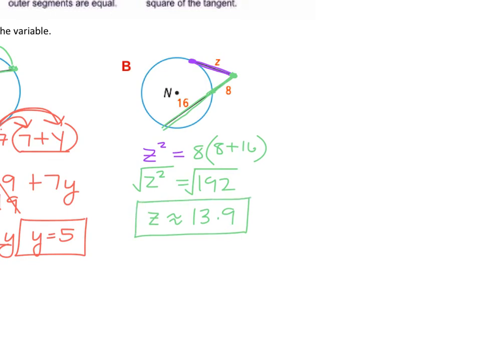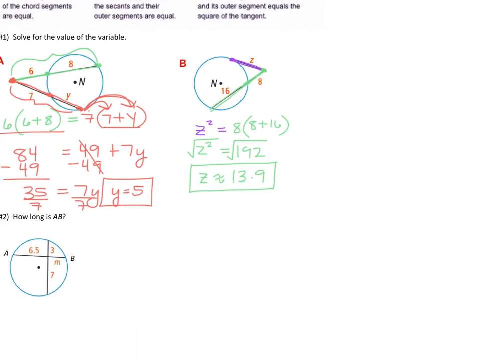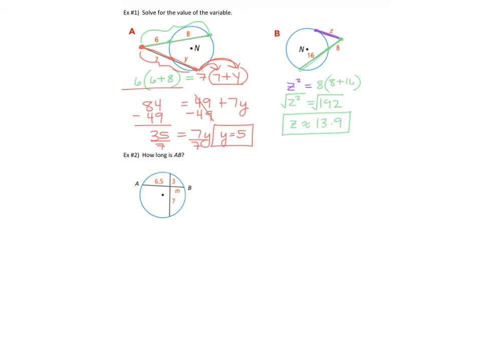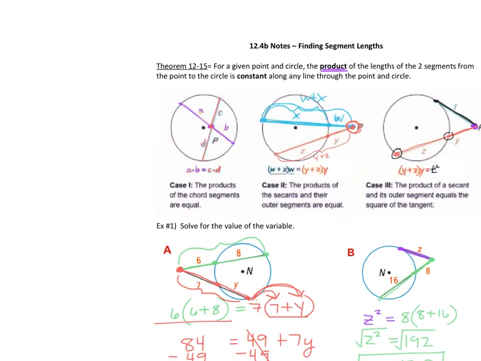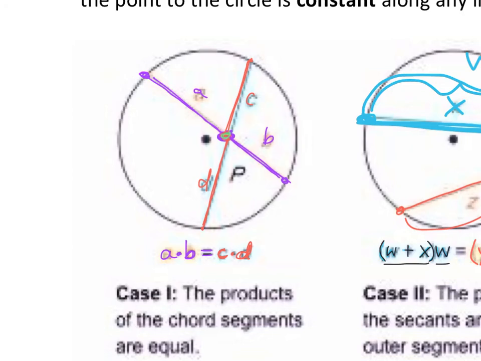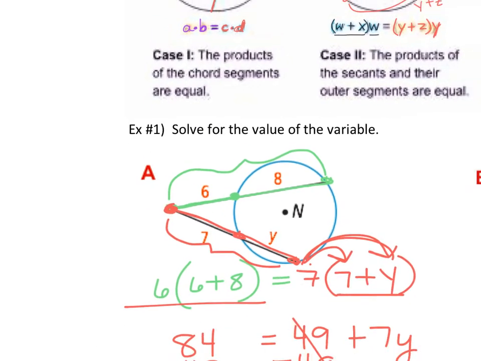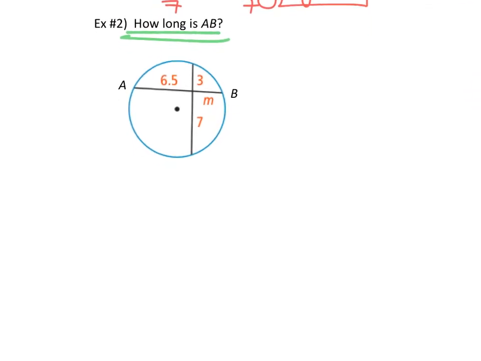Okay, so that's that third version, case number 3. And then this last problem, this one's a little bit different because we're not just solving for m, it's asking us how long is AB. Okay, so first of all, let's refer to the formula. You're using this formula. The point is meeting inside the circle, so we're just multiplying from the point to the circle, from the point to the other side of the circle. We're multiplying those values. So if you look at this problem, we're going from the point to the circle is a length of 3, times from the point to the circle, which is a length of 7.